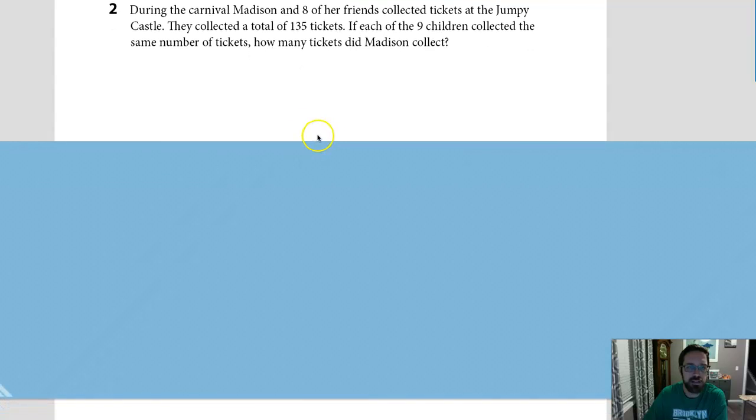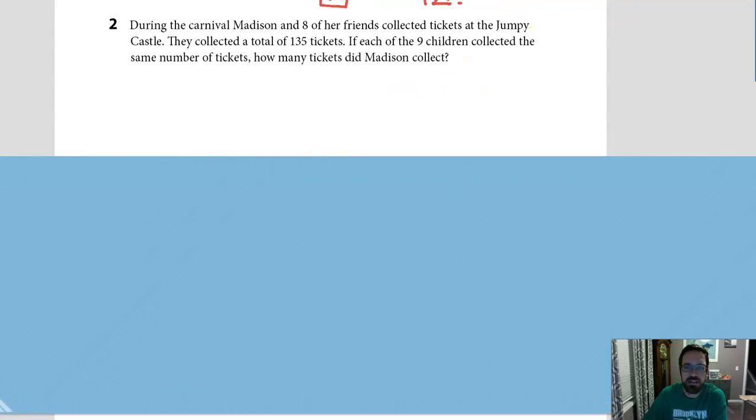It says, during the carnival, Madison and 8 of her friends collected tickets at the Jumpy Castle. They collected a total of 135 tickets. If each of the 9 children collected the same number of tickets, how many tickets did Madison collect? So the big question is, how many tickets did Madison collect?